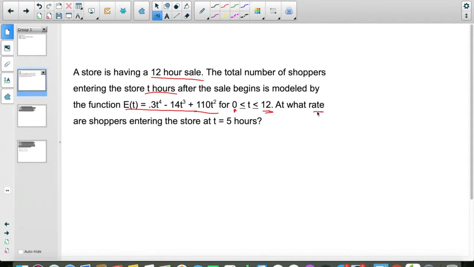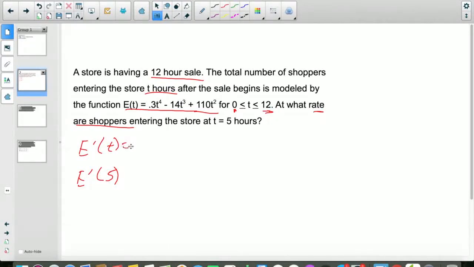So they're asking us at what rate are shoppers entering the store. If you think about it, rate of change is the derivative of the given function. So I'm going to find E prime of t, and once I find E prime of t, I want to plug in 5 to get E prime of 5, the rate shoppers are entering the store at time 5 hours.